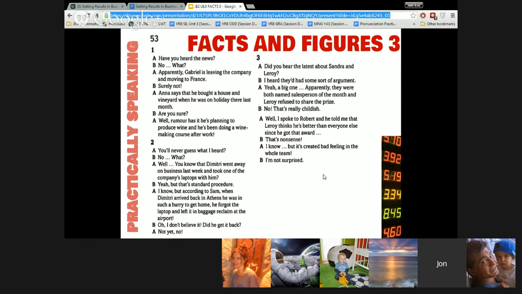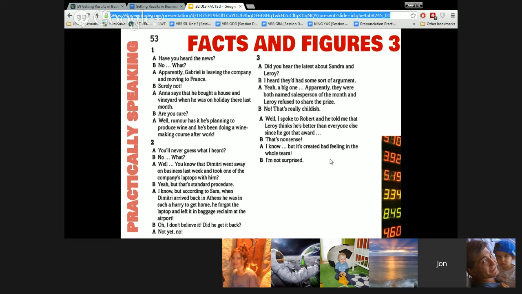Apparently, they were both named salesperson of the month. Yeah, in this case, the word apparently is introducing new information.